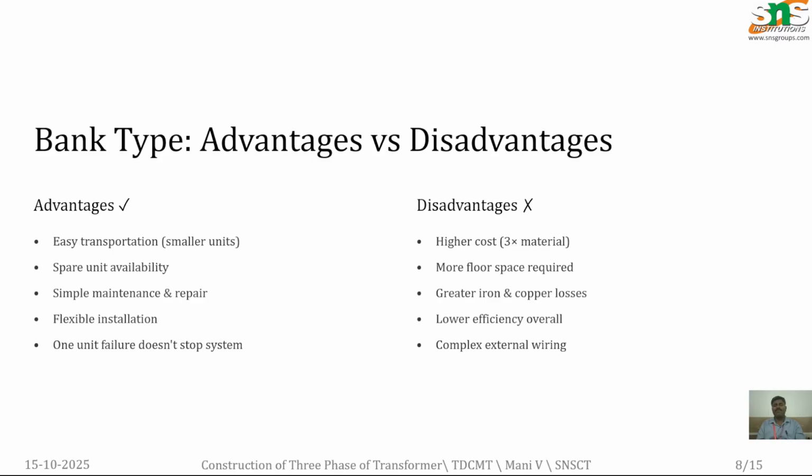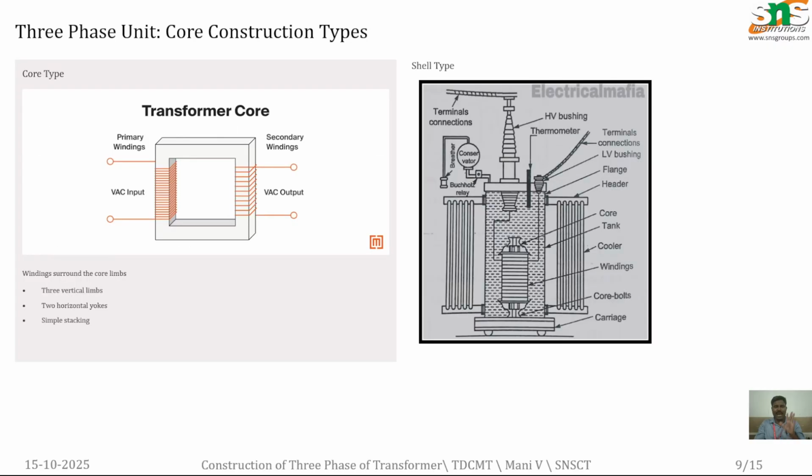But if you go for the disadvantages, instead of buying a single unit, we are buying three units, so we have to pay a higher cost. And more space is required, because as it is a separate unit, we need more space. And the copper loss and iron loss, that is the variable and constant losses, are very high compared to the single unit. If the losses are high, the efficiency gets low. So these are the advantages and disadvantages of the bank type.